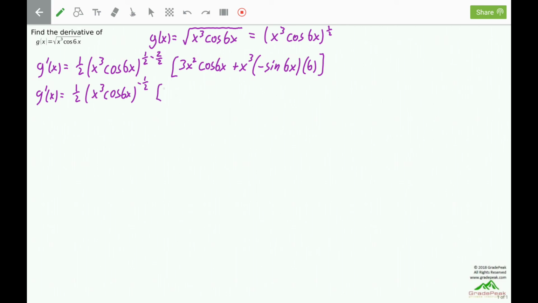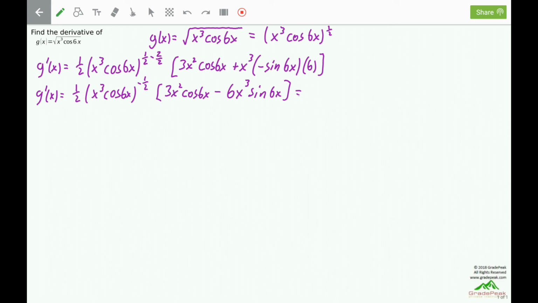And inside of here, I'm going to leave the first term alone, 3x squared cosine of 6x. And the second term, I'm going to move the constants to the front. Everything's multiplied. We have a negative, we have a 6. So I will have a negative 6, and then I have the x cubed, and I have the sine of 6x.